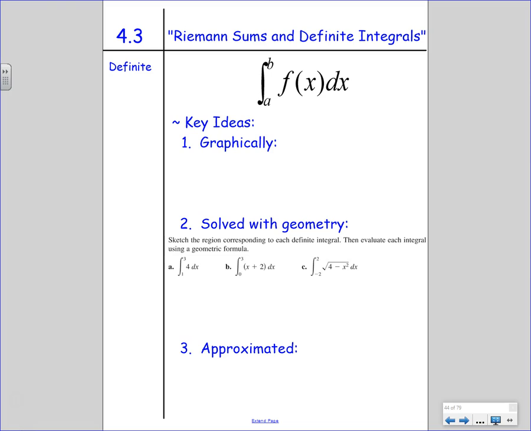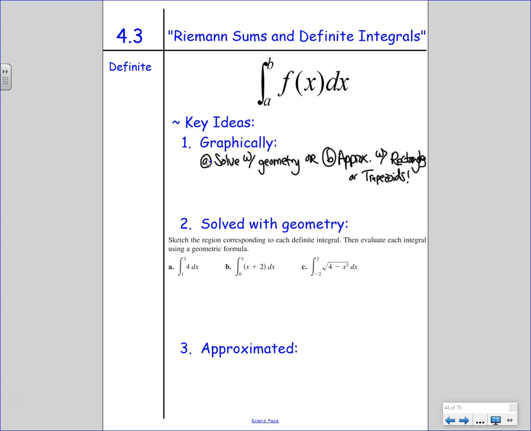Alright, so as you guys were sketching, oh, it froze again. First of all, geometrically, how do we solve for a definite integral? Or I should say graphically. Let's start there. Graphically, we either solve with geometry, or we approximate with rectangles or trapezoids.